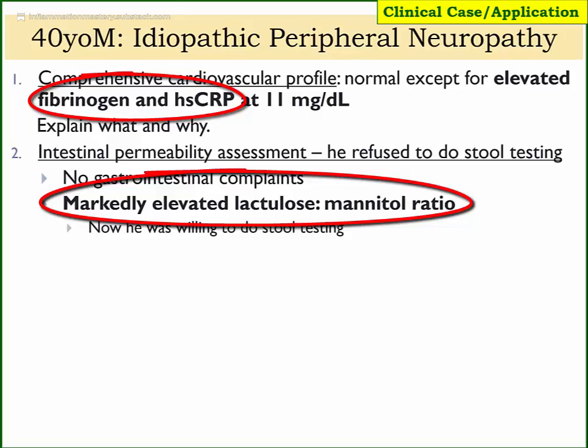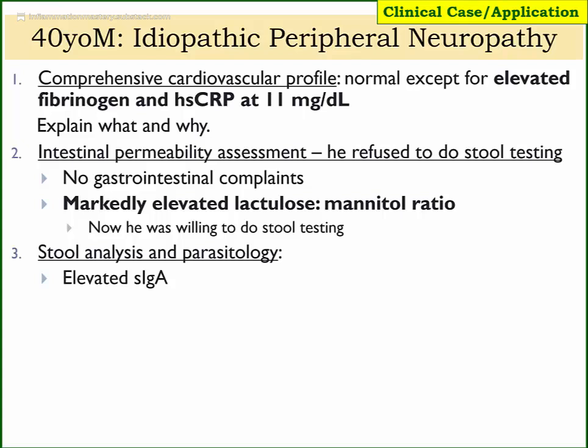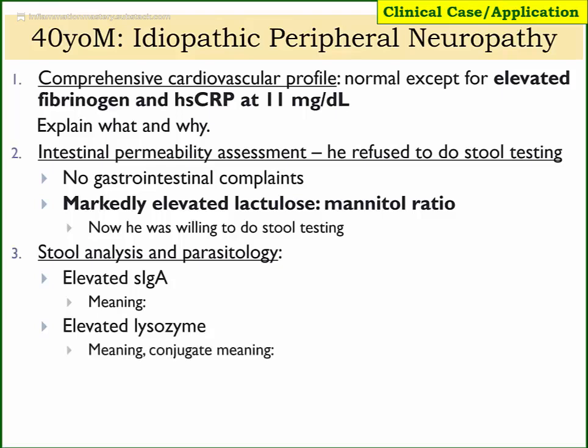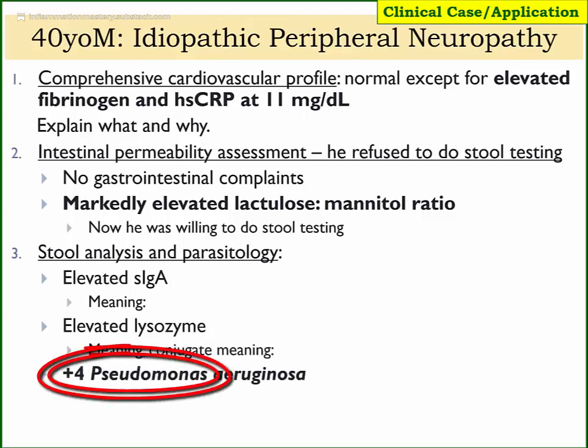And again, we were then able to move forward and do comprehensive stool analysis, and our findings there were very significant. He had elevated secretory IgA. He also had elevated lysozyme, indicating an inflammatory response within the gut. So he has an immune response within his gut with the elevated secretory IgA, and generalized inflammation within his gut with the elevated lysozyme. And then the question becomes, can we find a microbial trigger? And in his case, he had Pseudomonas.